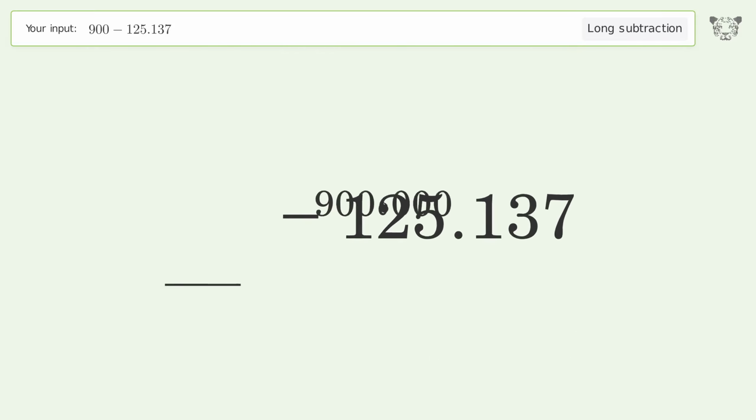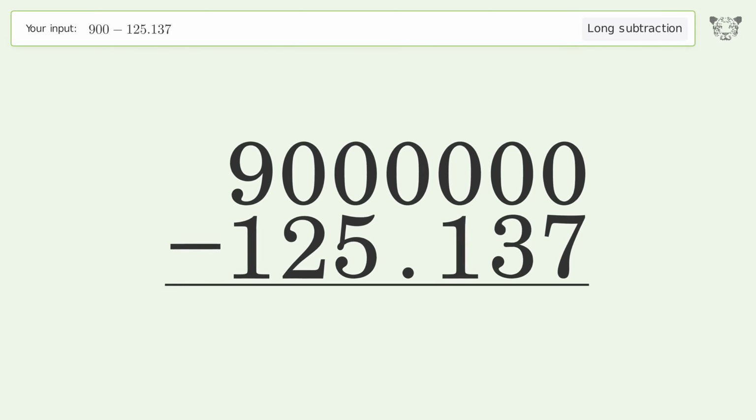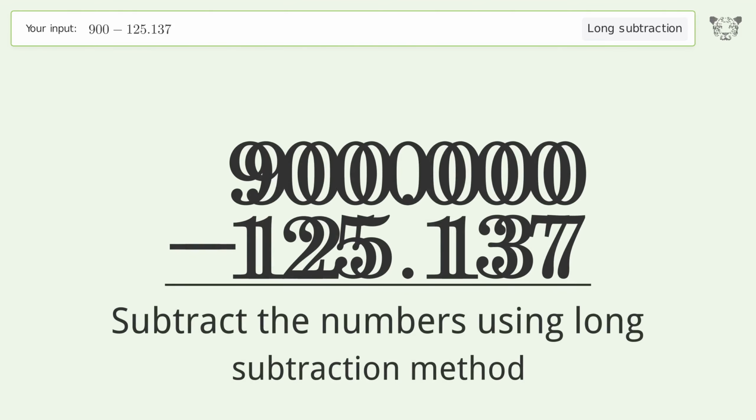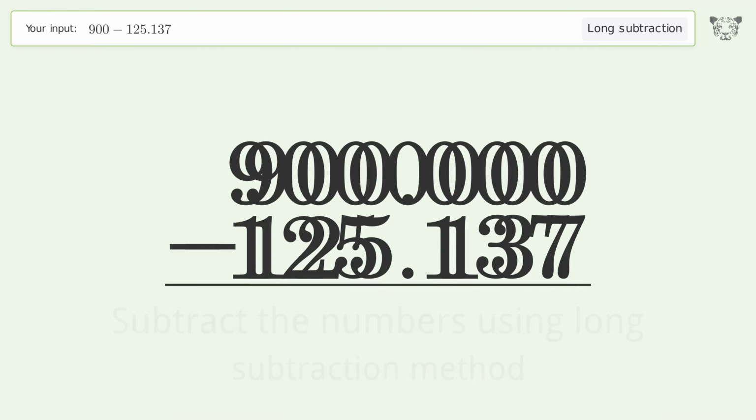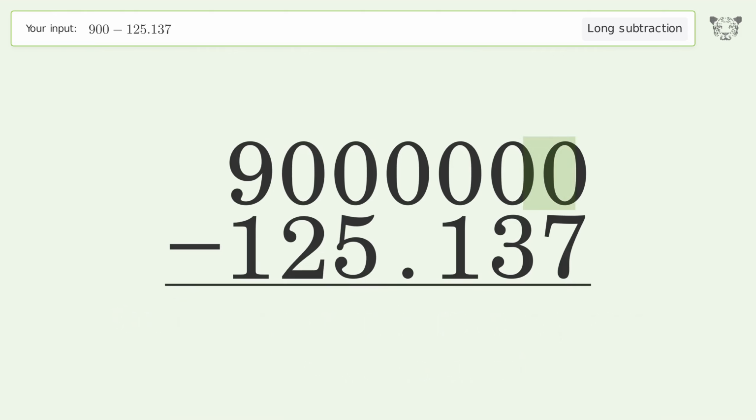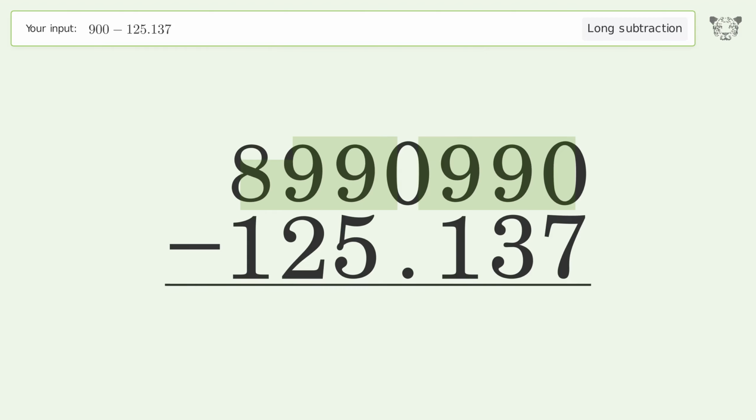Rewrite the numbers from top to bottom, aligned by their place values. Put zeros in the blank number places. Subtract the numbers using long subtraction method. Because the upper digit, 0, in the thousands column is too small to get a positive difference, borrow 1 from the number to the left, 900.00, which becomes 899.99, and get 10.